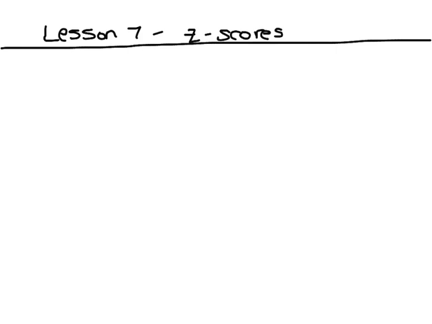Lesson 7's Z-score. Z-score tells you how many standard deviations you are away from the average, and it also helps you find the percent of data. So we use the formula Z equals X minus the mean divided by the standard deviation. So that's your Z-score.